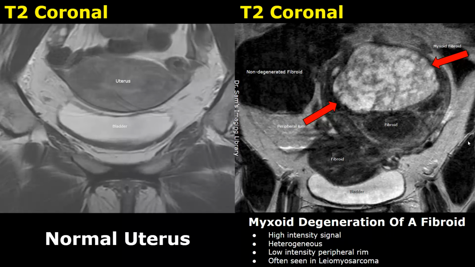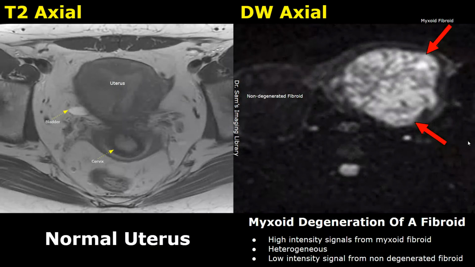Other sequences such as diffusion weighted sequence can be more helpful in evaluating fibroid degeneration. In this DW sequence, the myxoid degeneration will have high intensity signals and the low intensity signal will be found in a non-degenerated fibroid.